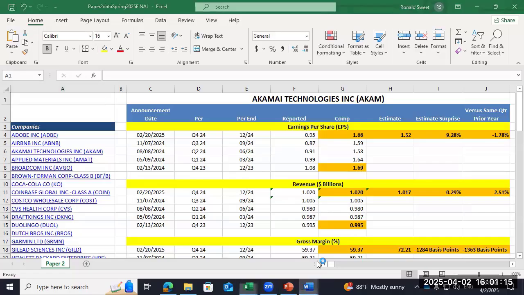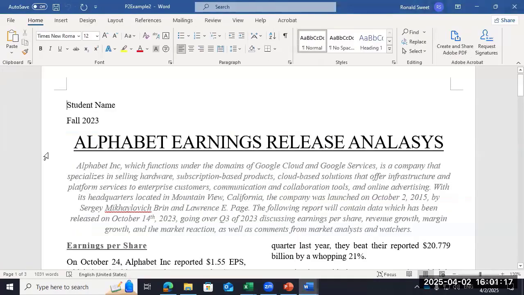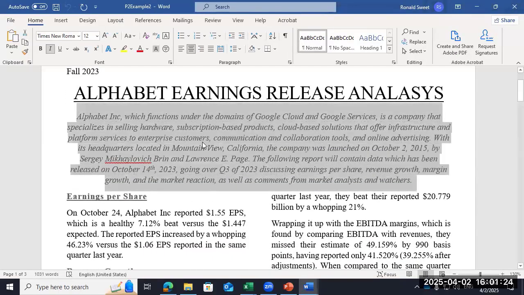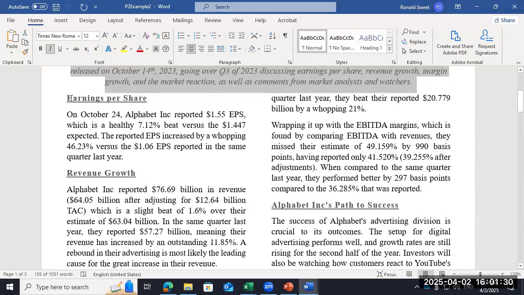To give you some example papers from last semester, here's one on Alphabet. I like this approach in the abstract, just saying what the firm does at a high level, and then what you're going to do in this report. You talk about earnings per share.